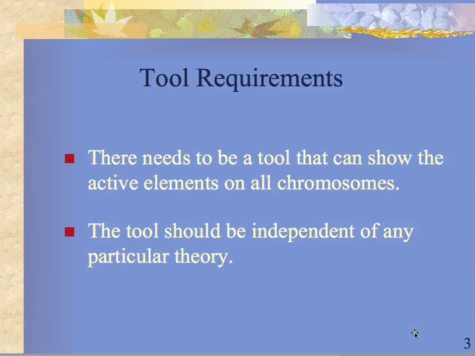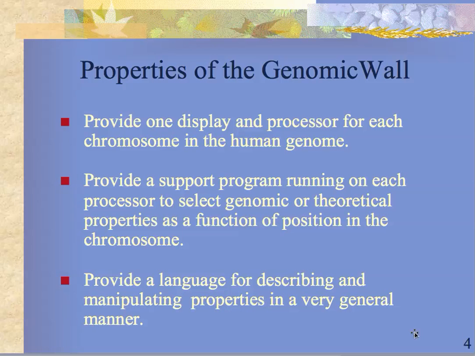There needs to be a tool that can show the active elements on all chromosomes, and the tool should be independent of any particular theory. The properties of a genomic wall are such that there should be perhaps one display and processor for each chromosome in the human genome, for example, and to provide a support program running on each of these processors to select genomic or theoretical properties as a function of the position in the chromosome, and to provide a language for describing and manipulating the properties in a very general fashion.